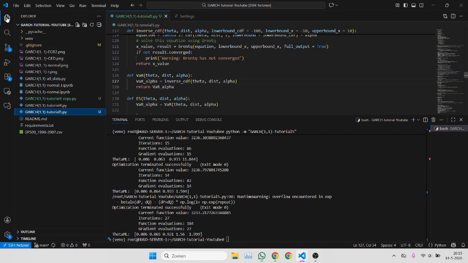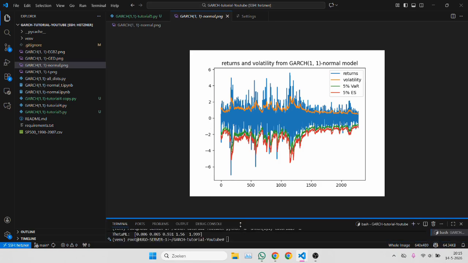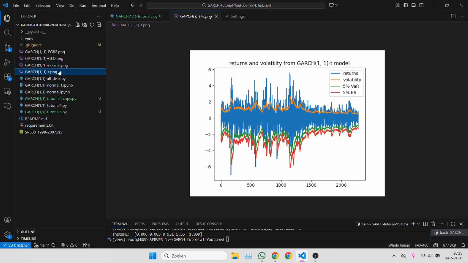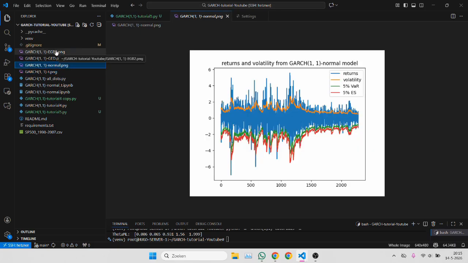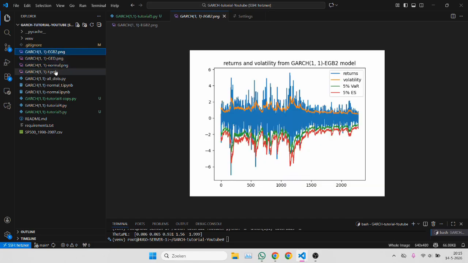Let's check the plots now. So this looks alright. The expected shortfall is lower than the value at risk, which we expect. You can also check the t-distribution. We expect it to be lower than the normal distribution. Is this really the case? Yes. I already see a notable difference on the plots, which is probably also the case for the EGB2 distribution.